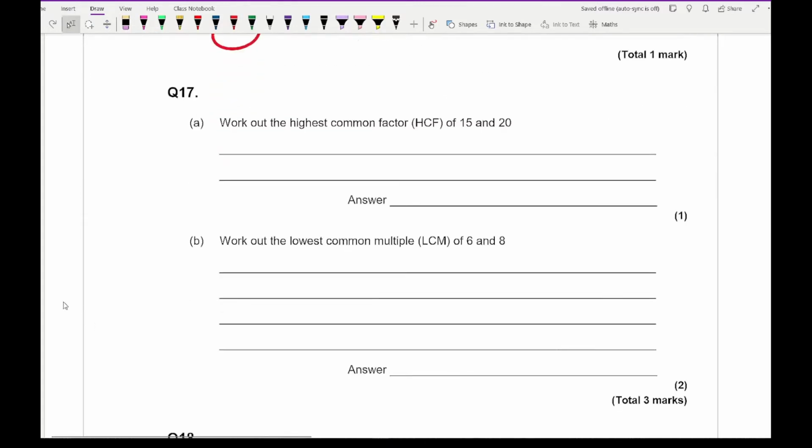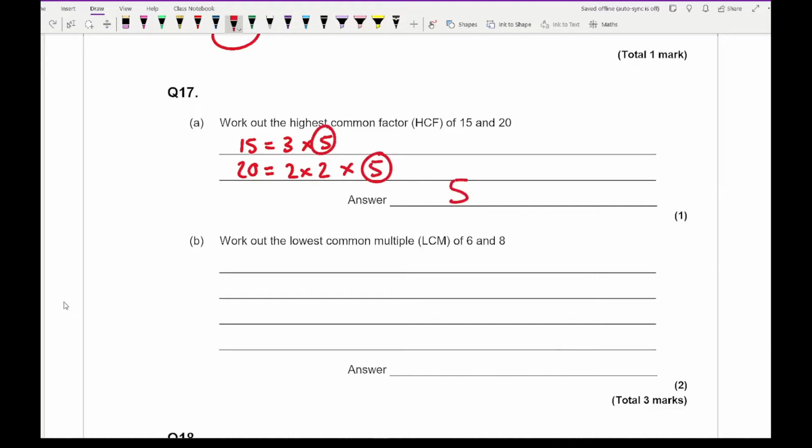Then moving on to question 17, it says work out the highest common factor of 15 and 20. So here 15 is going to be 3 times 5, and 20 is going to be 2 times 2 times 5. And so the correct answer we should have is 5.